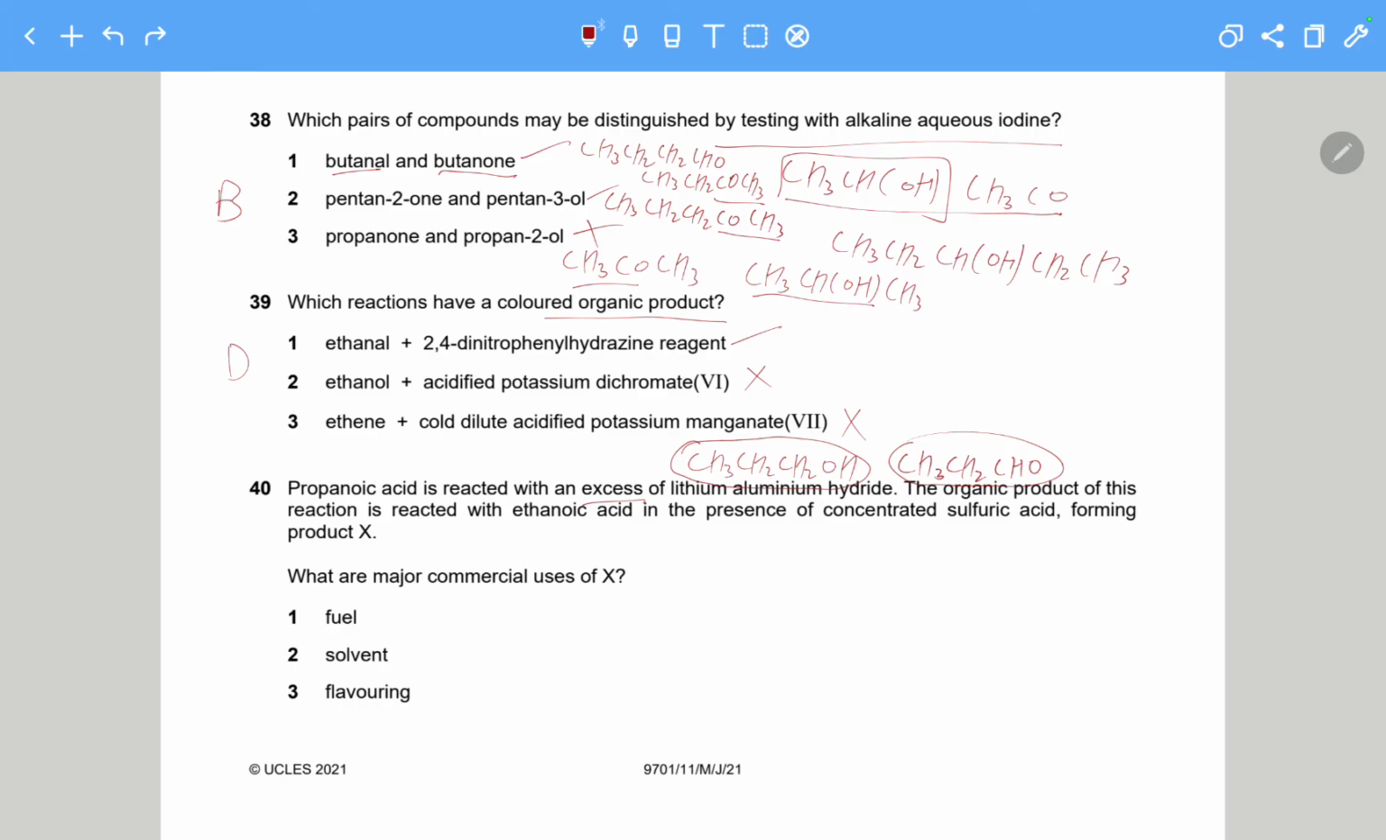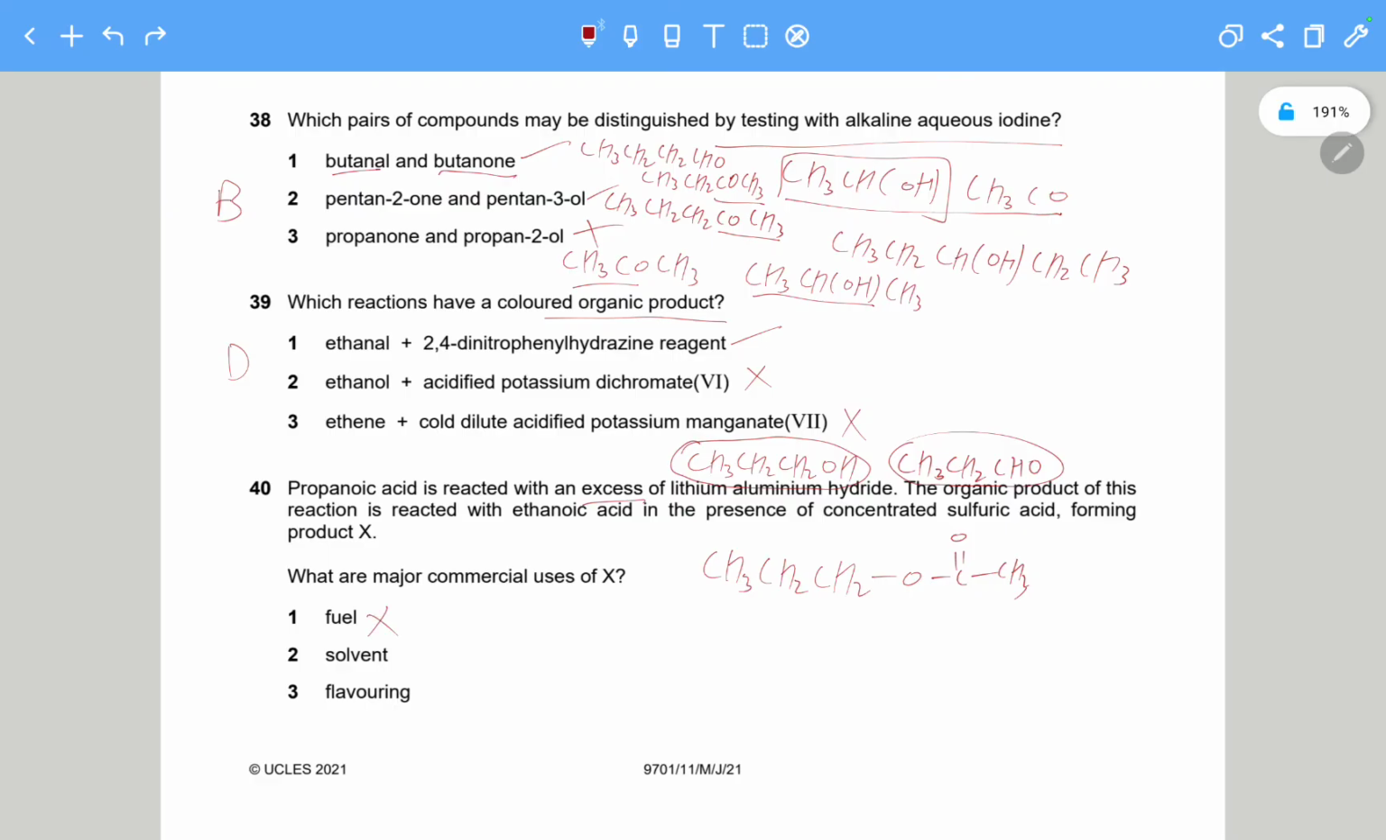And then the organic product of this reaction is reacted with ethanoic acid in the presence of concentrated sulfuric acid. Let's stop right there. This is clearly an esterification reaction, and the product will be CH3CH2CH2OCOCH3, because of ethanoic acid. So this is product X that we are forming. What are major commercial uses of X? Basically, they're asking what are the major commercial uses of esters.